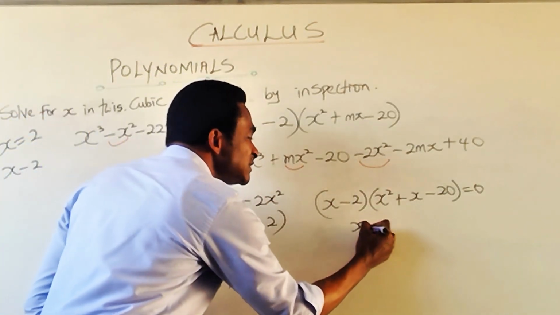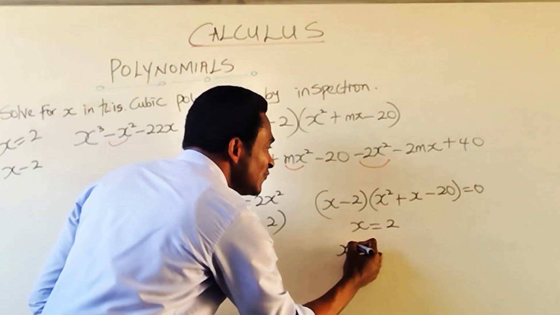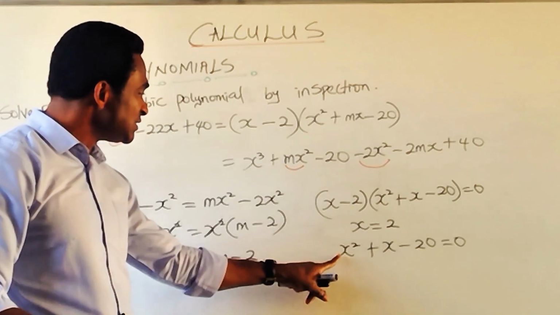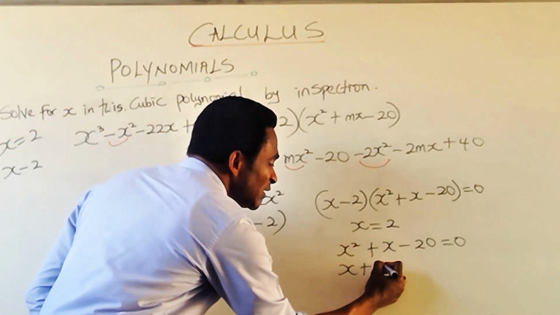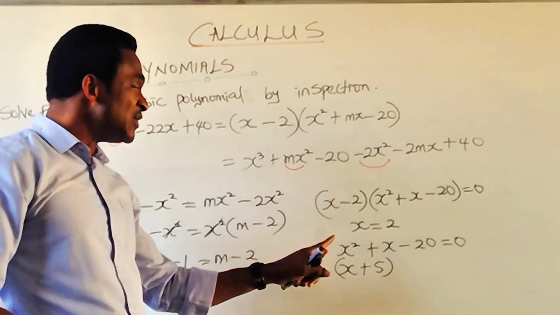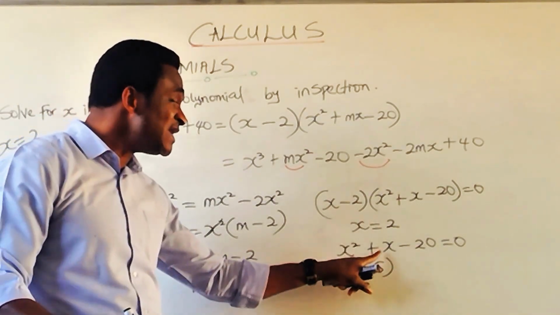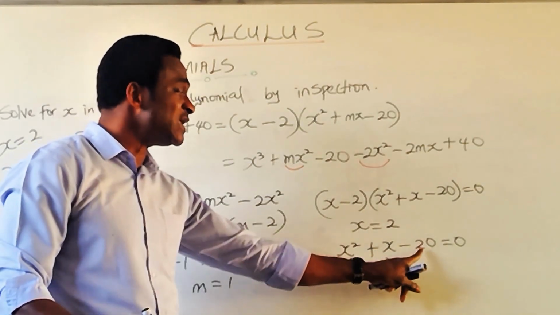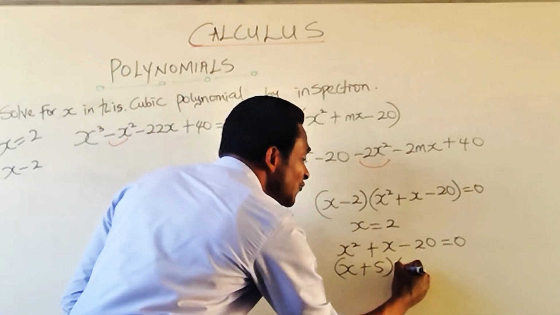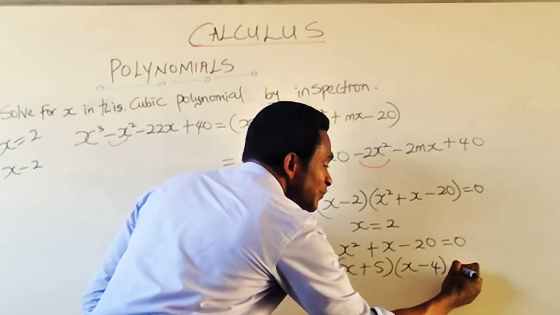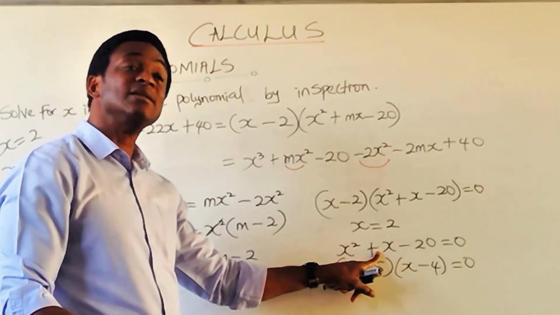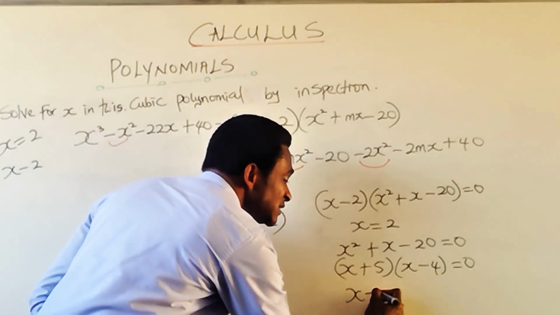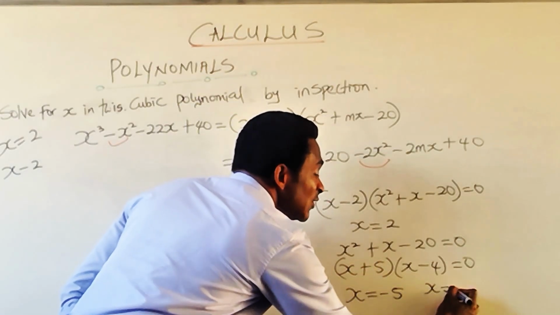So here, first x equals 2. On the other one, I have x squared plus x minus 20 equals 0. Let's check for factors. Yes, I have a factor here. x plus 5. Remember, for trinomials, you look for two numbers that when you add them, it gives you the coefficient of the middle term, and when you multiply them, it gives you the last term. So 5 minus 4 will give me 1. And 5 times negative 4 will give me negative 20. So the other two values of x in this are negative 5 and 4.